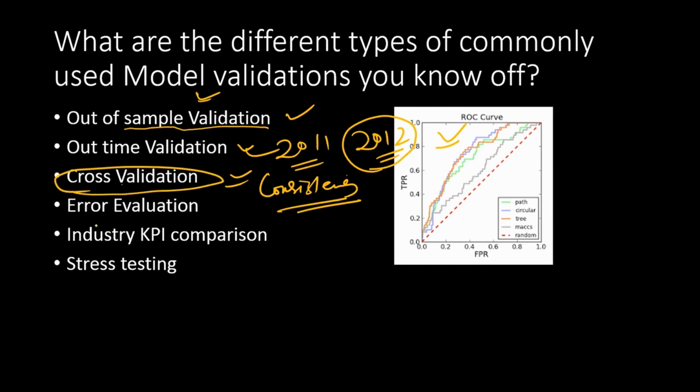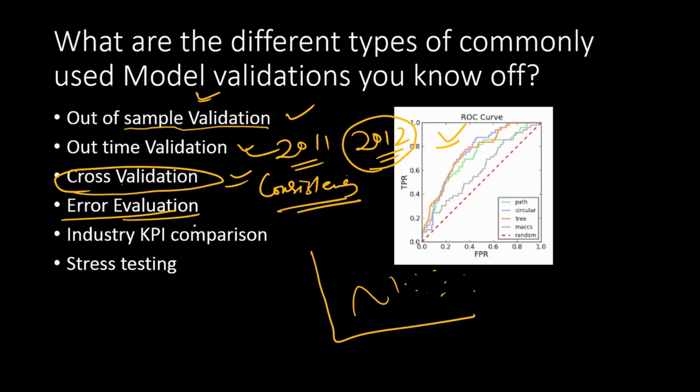Then we also do error evaluations, right? Once you have done the modeling, you test the error from the model. For a number of statistical models, the errors have to be completely random, as there should not be any pattern in the error. That you do by doing a lot of statistical tests and plotting graphs for error. So that's one of the ways you do your model validation.